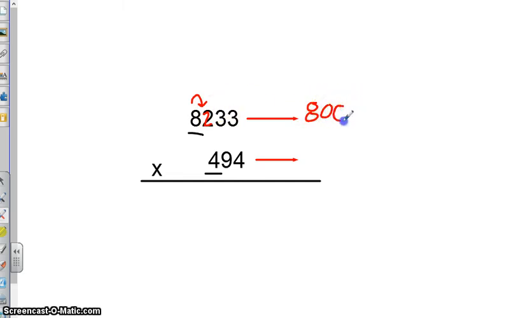So 8,233 is closest to 8,000. It's closer to 8,000 than 9,000, right? We're rounding to the nearest thousand. Okay, let's look at 494. We're rounding to the nearest hundreds place.